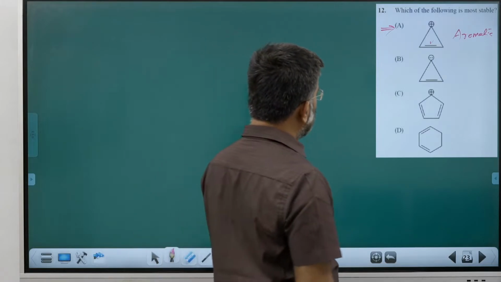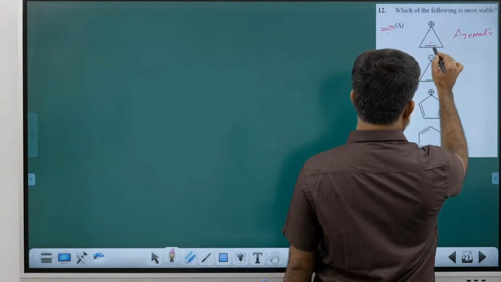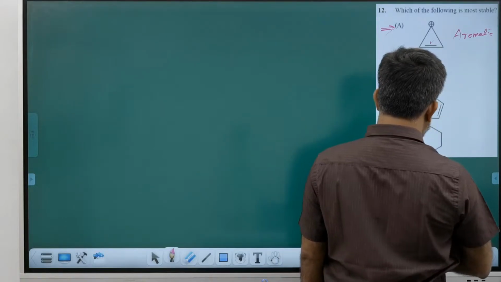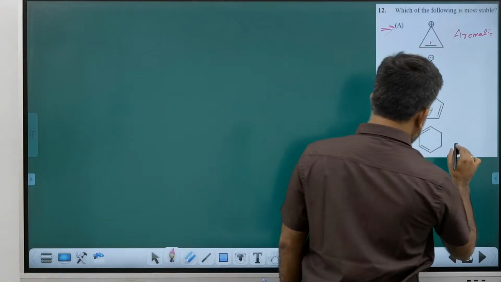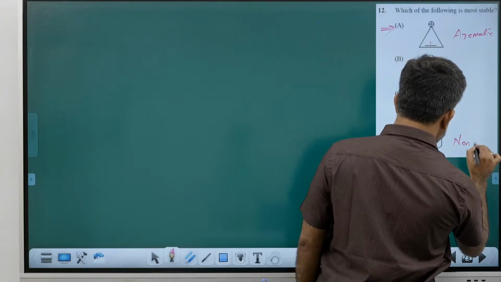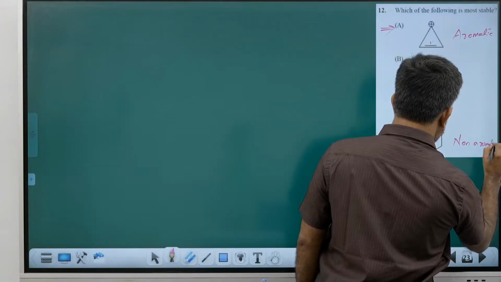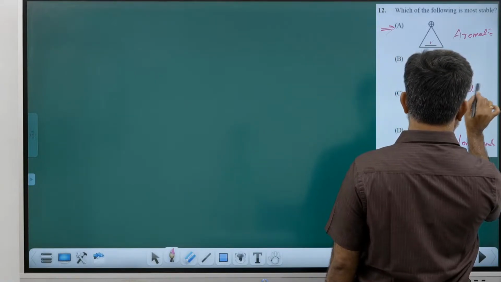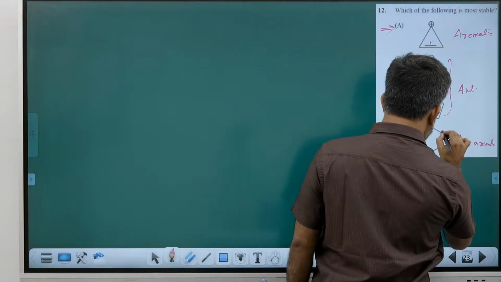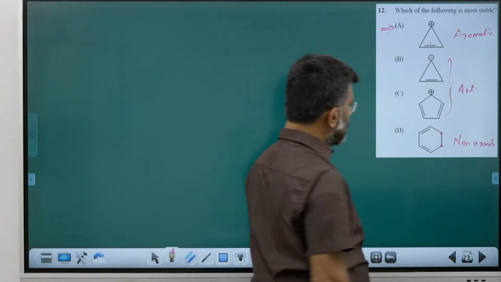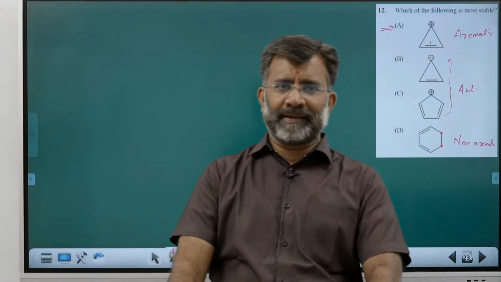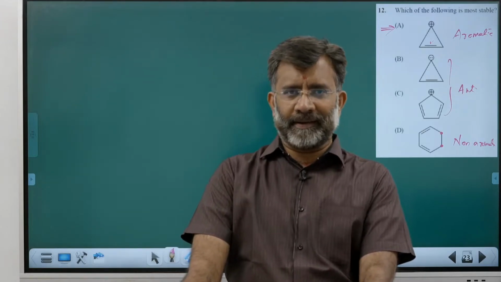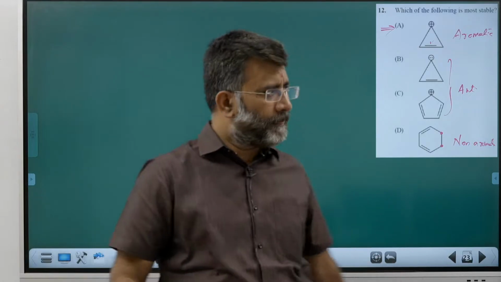What about the others? Here you have 4 pi electrons and it is anti-aromatic. Here also 4 pi electrons, it is anti-aromatic. What about D? D is non-aromatic, while these two are anti-aromatic in nature. Why is this non-aromatic? Because you can find 2 carbon atoms which are sp3 carbons, and they will be out of the plane and don't maintain planarity. Answer is option A. Next.